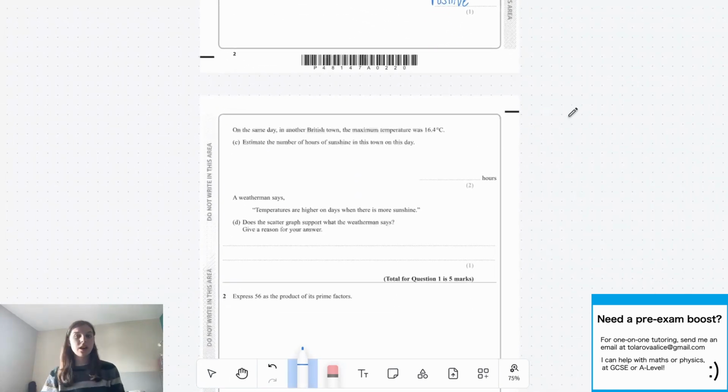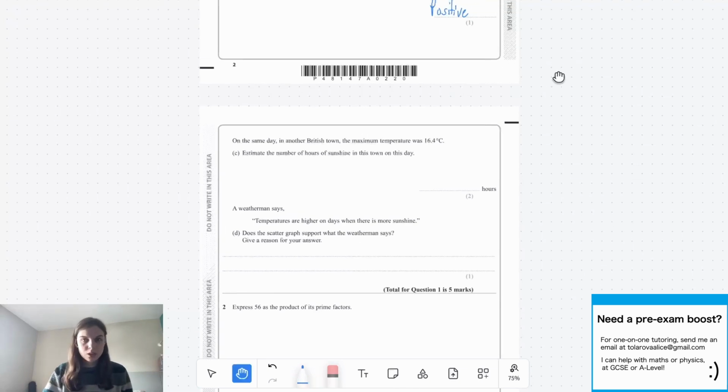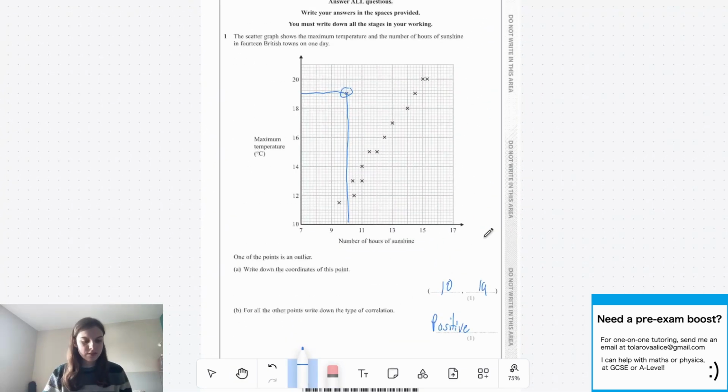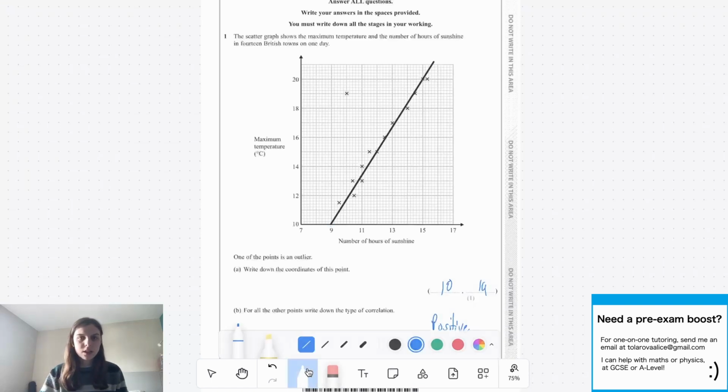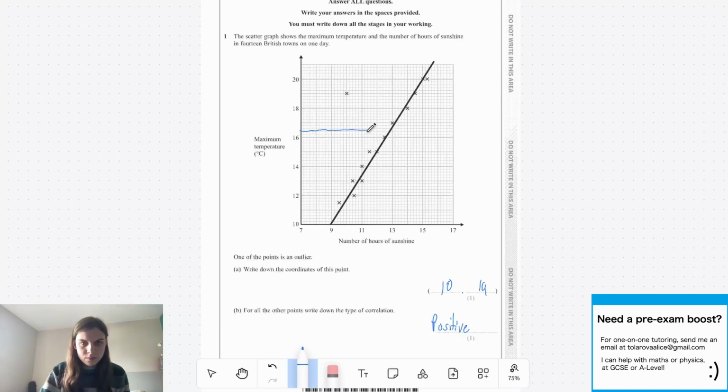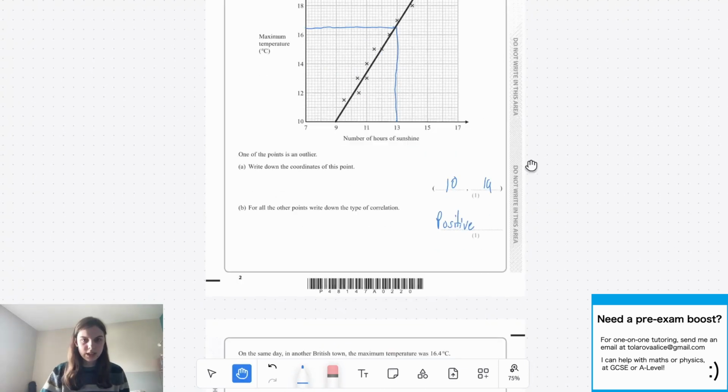On the same day in another British town, the maximum temperature was 16.4 degrees Celsius. Estimate the number of hours of sunshine in this town on this day. So for this, let's draw a line of best fit first so that we can extrapolate. Just a rough straight line going through as many points as we can, and then draw a line across at 16.4. And then down. So in this case, it'll be 13 hours of sunshine.